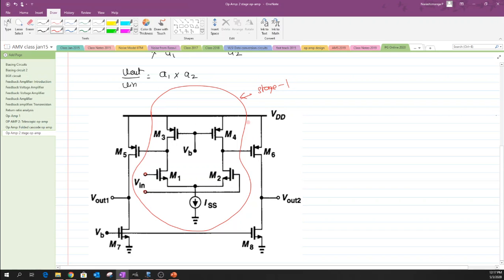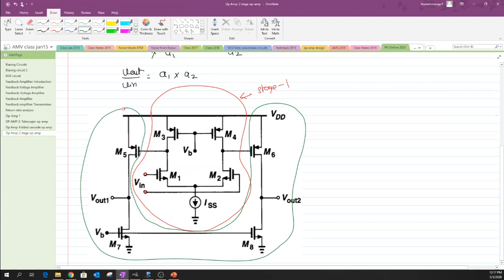So this is where we are trying to have a stage 1 gain, and the remaining part of the circuit which encircles the transistor M5 all the way to M8, all of these outer structures, is nothing but our stage 2 configuration.